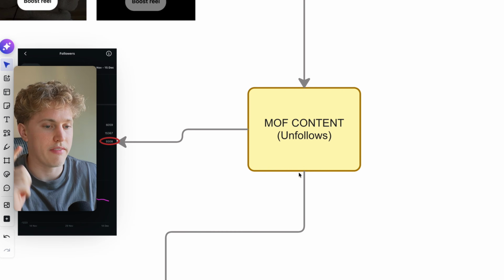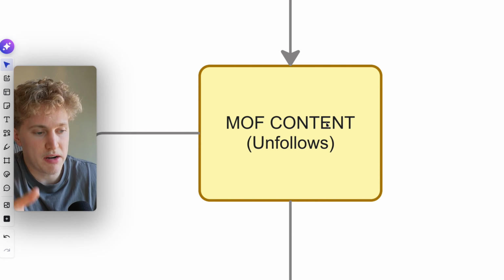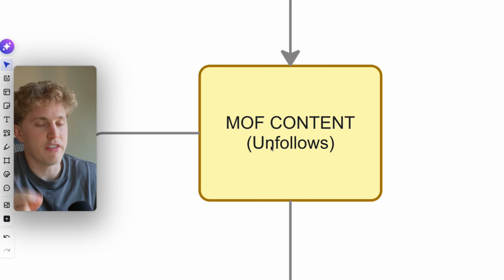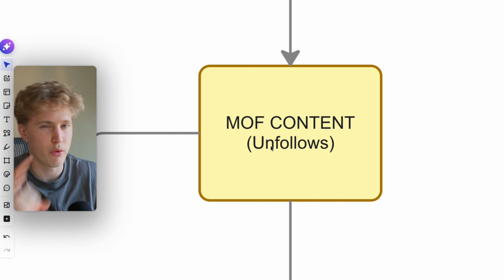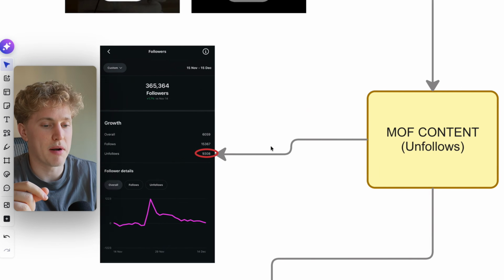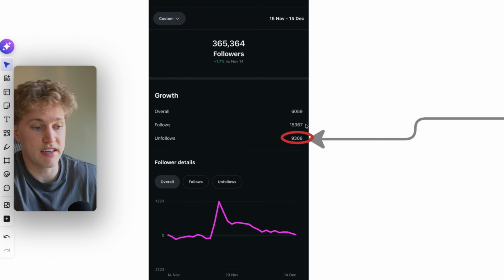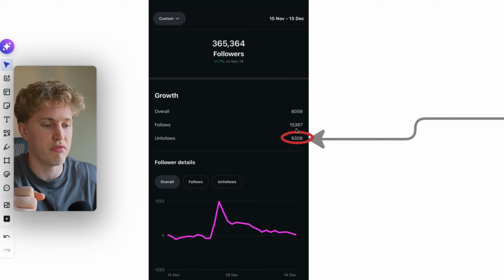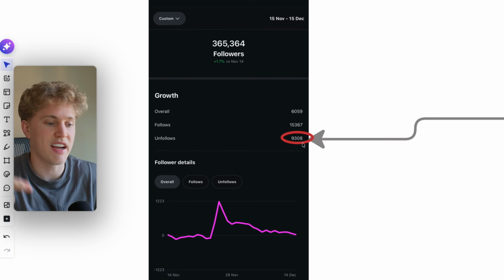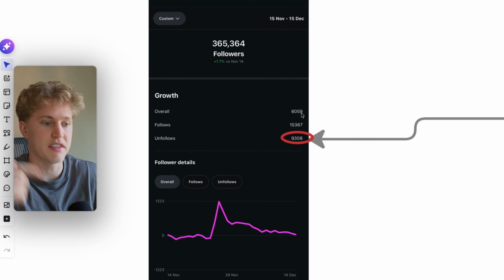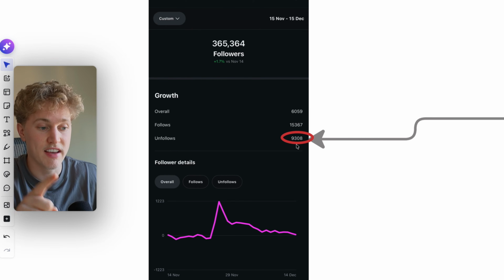And then you go down to middle of funnel content, and for middle of funnel content, I say here unfollows because that's really what I'm going for, and I'm going to explain why I mean that in a minute. But I'm actually going for people to unfollow me. So as you can see here, from all the big, very top of funnel content, 15,000 followers, 9,300 unfollowers, which means overall 6,000 followers. Now, this is good. This is the golden stuff.